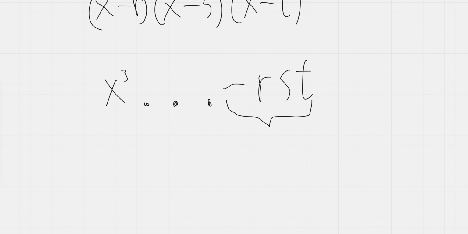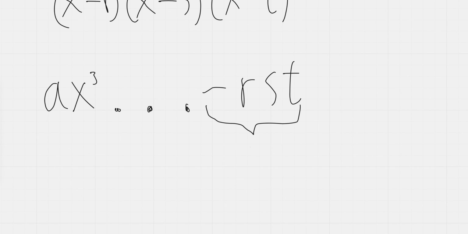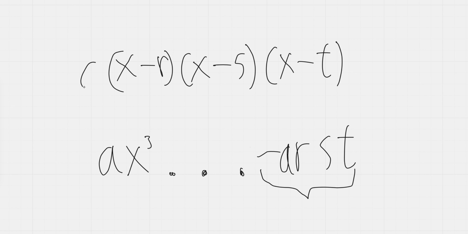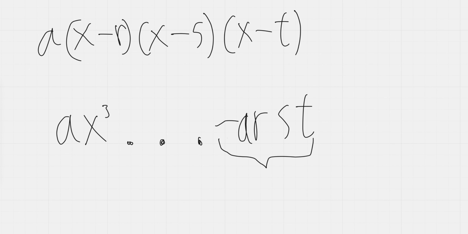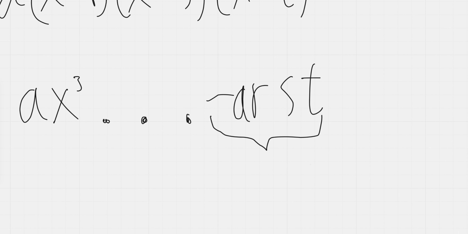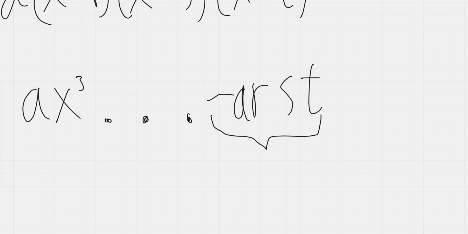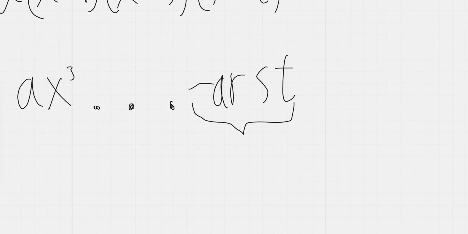Now let's say we multiply. There was a leading term that wasn't just 1, so we have ax cubed, and that would go to every term in the polynomial, including the constant term. So now you have to divide out by a factor of a if you want the roots.